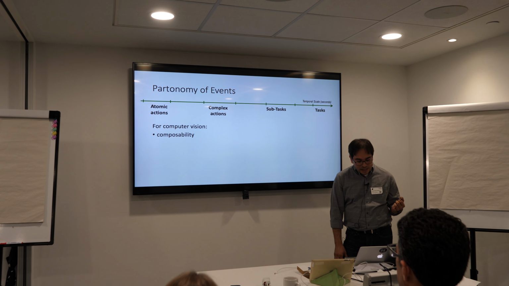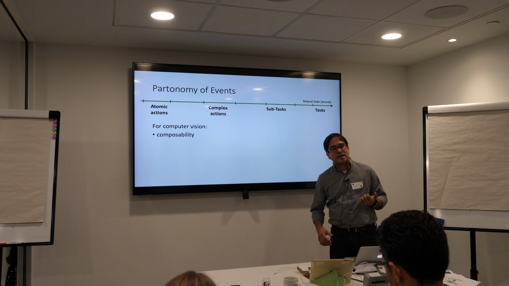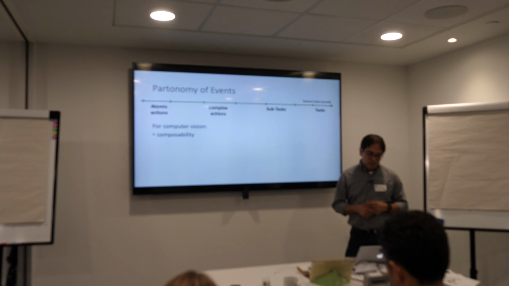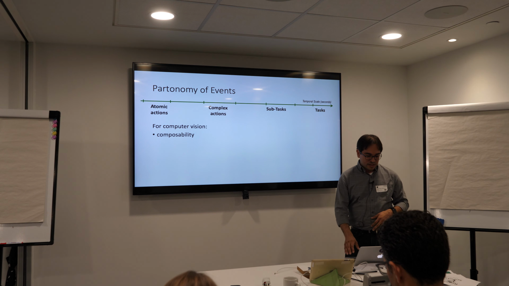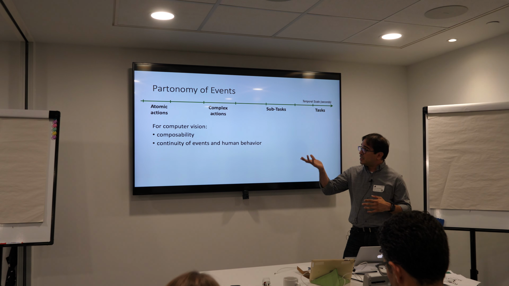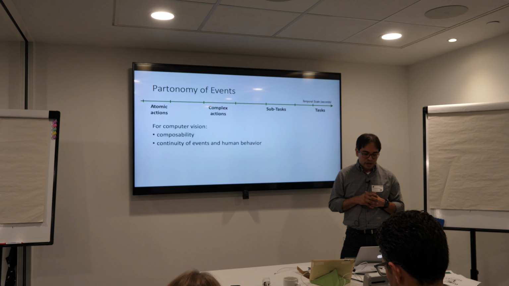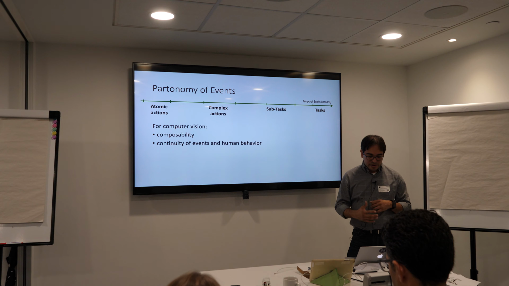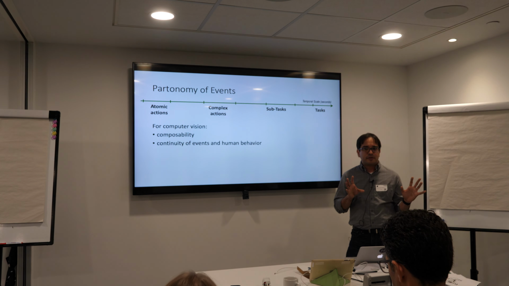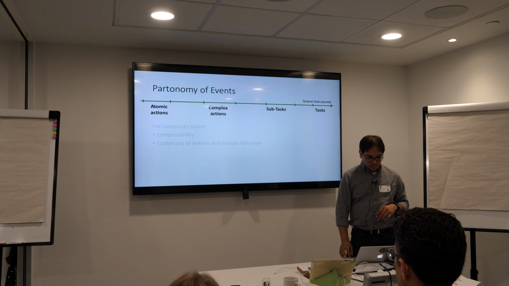But the problem for computer vision is then, how do we deal and represent this compositionality? How do we leverage the composition of events? And how do we deal with the continuity of events as we see in this temporal scale? There is some kind of continuum within this spectrum as we think of the different events that happen. So let me talk about some of the work we have been doing in different parts of this temporal scale.